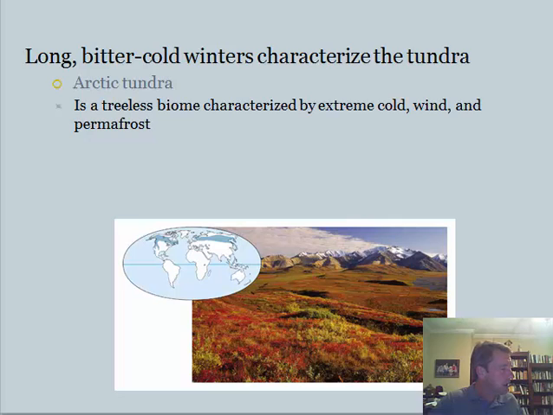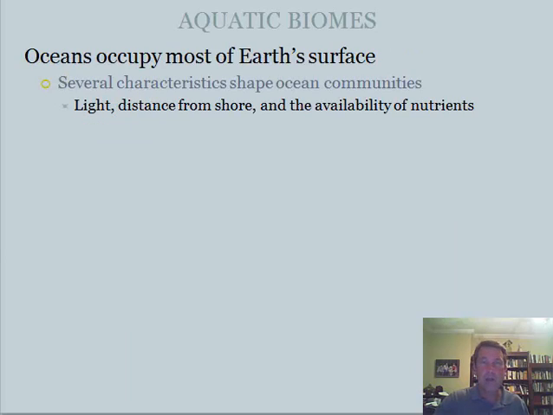The next we also look at the aquatic biomes, and so in the aquatic biomes, we have a variation of those as well. Okay, basically we can say the oceans dominate the Earth's surface. About 70% of the Earth's surface is water. So we have these aquatic habitats or biomes. We have freshwater and saltwater.